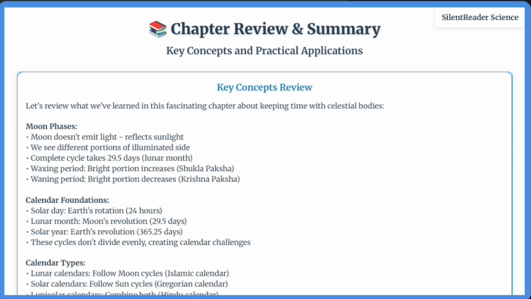As we conclude this chapter, let's review the key concepts and their importance. We've learned about moon phases and their causes, the foundation of calendars in celestial cycles, different calendar systems and their characteristics, the sophistication of the Indian lunisolar calendar, and the evolution of timekeeping technology. This knowledge helps us understand everything from traditional festival dates to modern navigation systems. Remember that looking up at the moon connects you to centuries of human observation and cultural tradition.